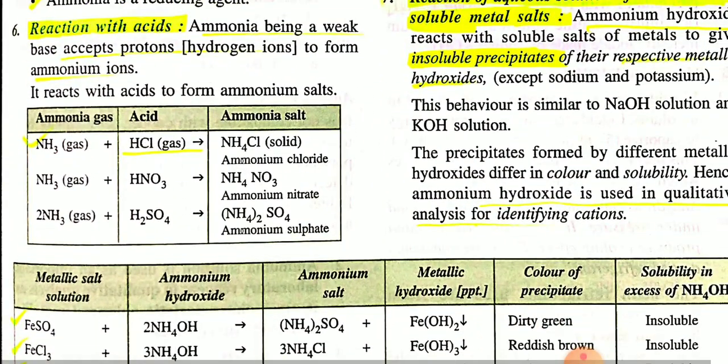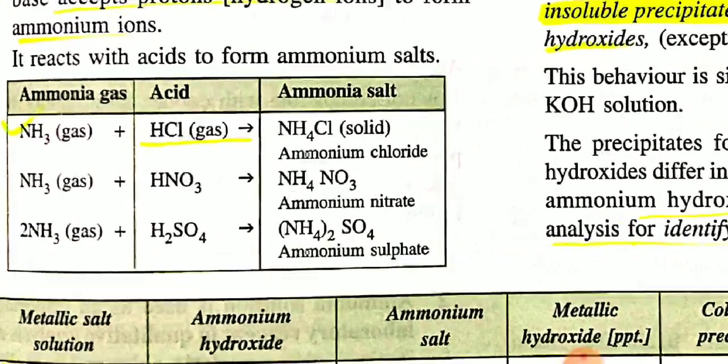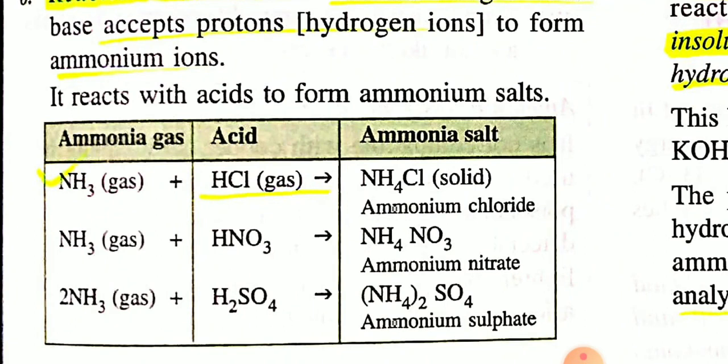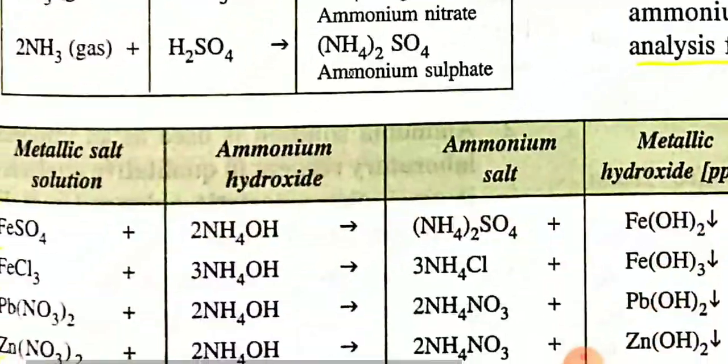And reaction with acid. Ammonia reacts with acid and forms ammonium salt. For example, when ammonia reacts with hydrochloric acid, it forms solid ammonium chloride, NH4Cl. Similarly, ammonia reacts with nitric acid and forms ammonium nitrate, NH4NO3. Similarly, when ammonia gas reacts with sulfuric acid, it forms ammonium sulfate, (NH4)2SO4.